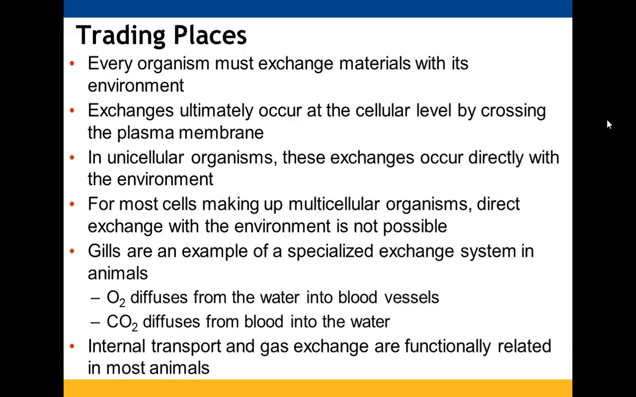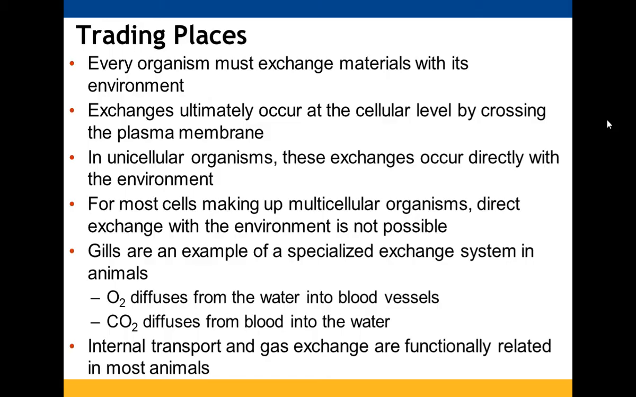We need to have ways for organisms to be able to exchange materials with their environment. Those exchanges are going to need to take place at the cellular level. We need materials to be able to cross the plasma membrane. When you have a unicellular organism, it actually is able to do it directly with the environment. But for multicellular organisms, for the most part, you're not going to be able to do that.